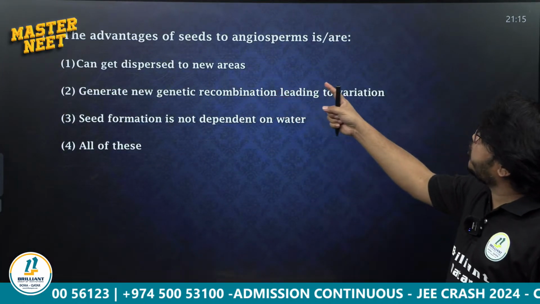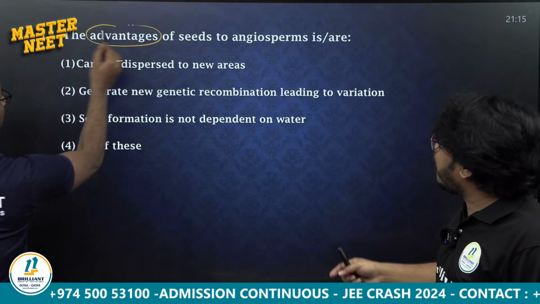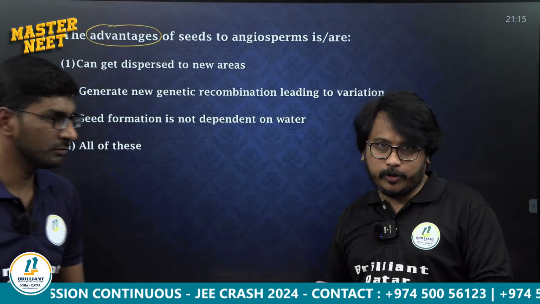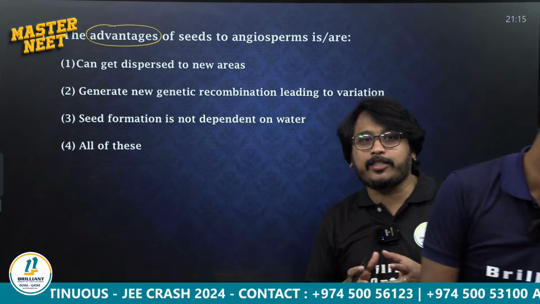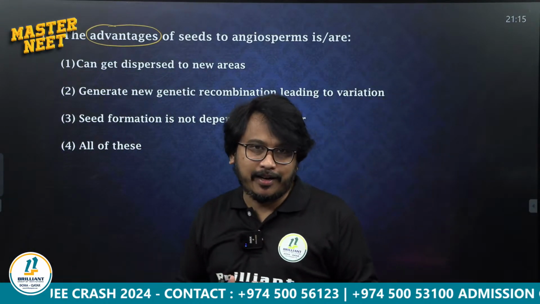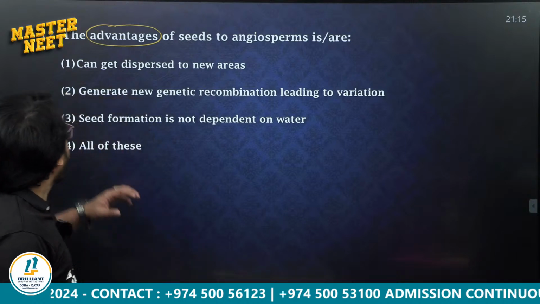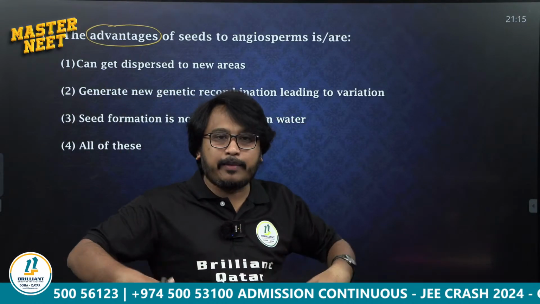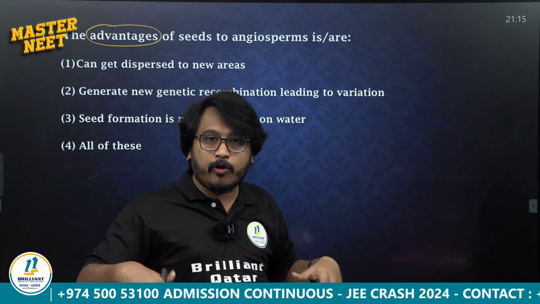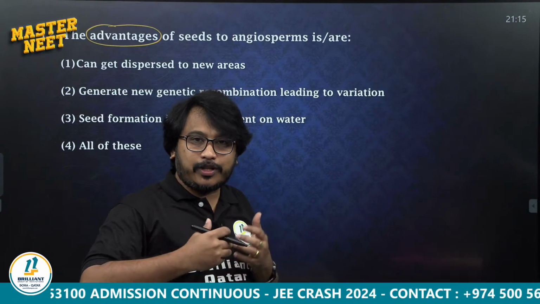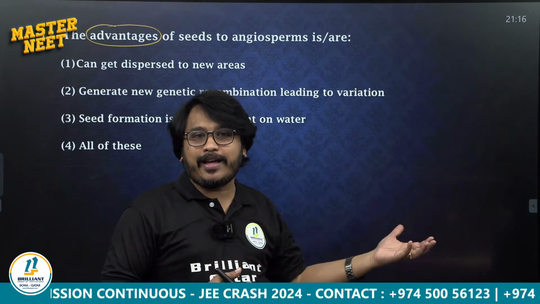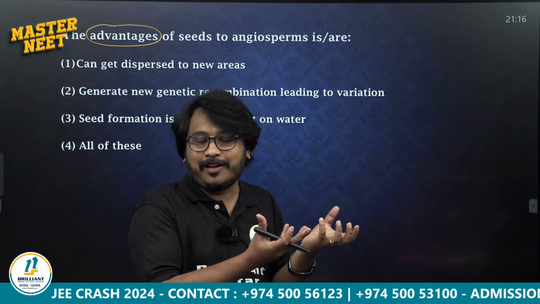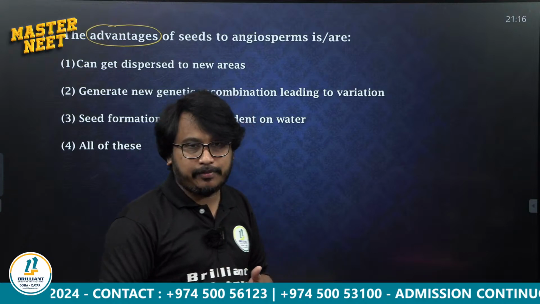For the next question: the advantages of seeds to angiosperms are. Here also one question is expected, coming to the board also. What are the advantages of seed production in the plant? The significance of seed: it can get dispersed to new areas. So from the plant, there will be avoiding the competition or overcrowding around the plant. So they can get dispersed to new areas when it is picked by some animals or else the wind, etc. Different seed dispersal mechanisms they are having.